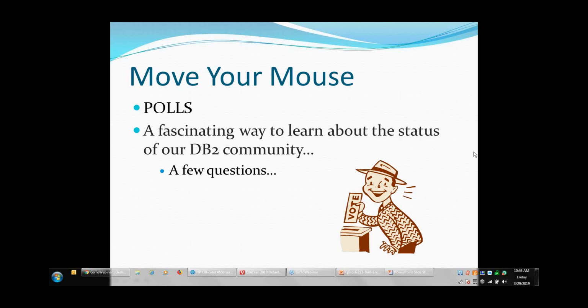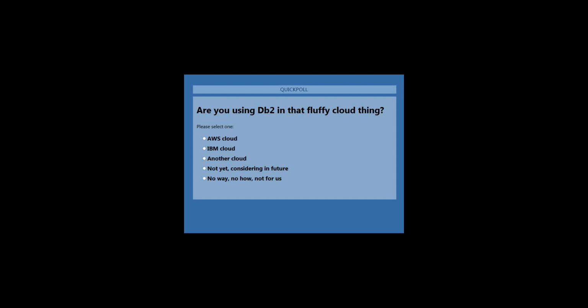Another polling question. Are you using DB2 in that fluffy cloud thing? AWS cloud, IBM's cloud, another cloud, not yet, considering in the future, no way, no how, not for us. We're not going to go to the fluffy thing. Our good-looking audience is voting. So I assume you mean public cloud and all those, right, Scott? Yeah. Different permutations of clouds here.